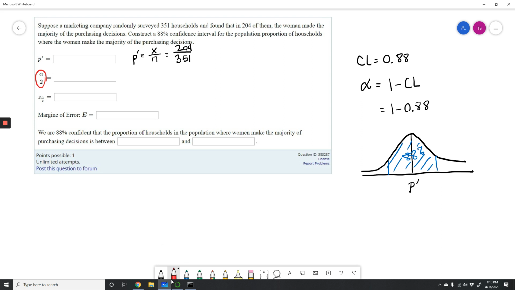That means we're interested in what we have left in each tail. Together, these two tails will have 100% minus 88%. That's our alpha, or 1 minus 0.88 in decimal form. But since we have symmetry, each tail will have alpha over 2 of that area. So we're looking for that alpha over 2. Our alpha is going to be 1 minus 0.88.